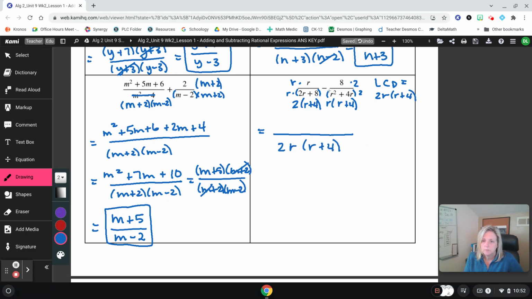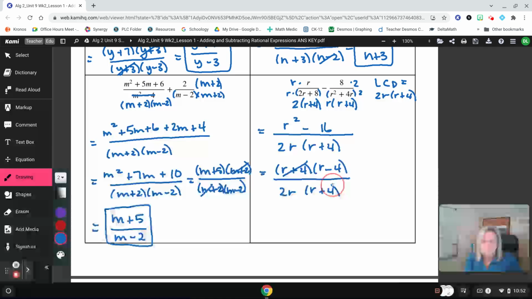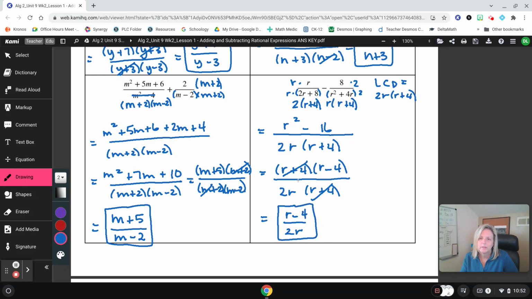And then simplify the numerator. So we have r squared, and we have a minus sign, 16. So this is, again, the difference of squares. So it'll factor to r plus 4 and r minus 4, and then over our denominator of 2r times r plus 4. The r plus 4's will cancel, and we're left with r minus 4 over 2r. Okay, you can try to check your understanding.